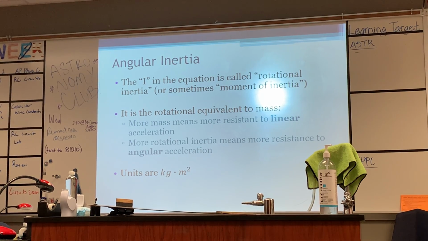And I is the rotational equivalent of mass. It serves the same purpose for rotation that mass does for linear motion. More mass means it's more resistant to linear acceleration. More rotational inertia means it's more resistant to angular acceleration. It has ugly units. The units are kilograms times square meters. And I'll show you guys a formula at the very end of this presentation that'll show you why it has those units.